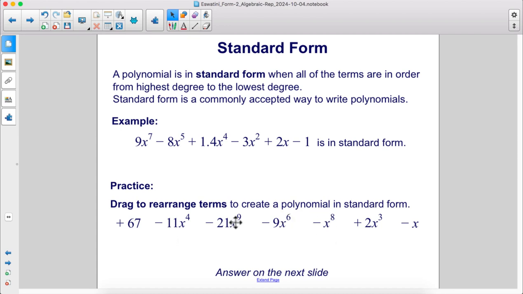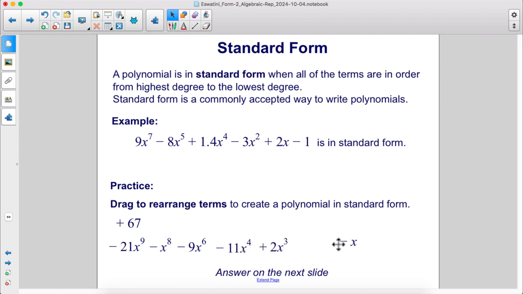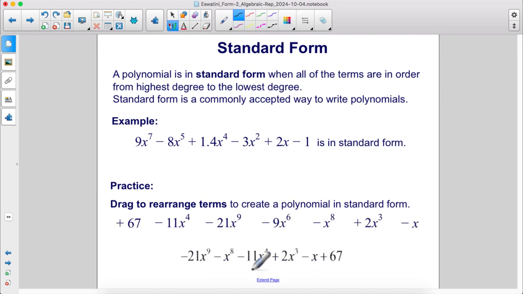So the highest degree is right here. So we'll put that first, then the 8, x to the 8th, x to the 6th, x to the 4th, third, first power, and then the constant at the end. And here you see the polynomial written in standard form.